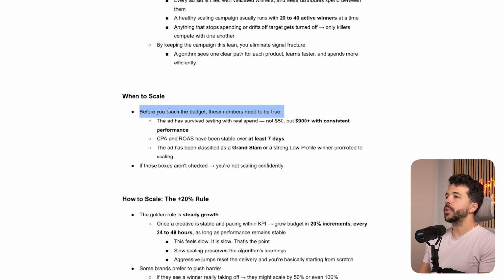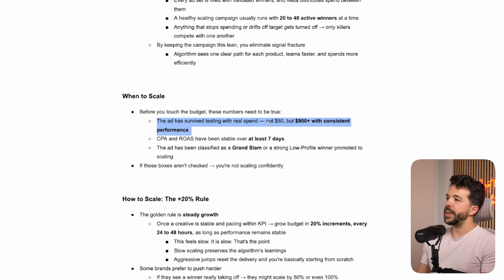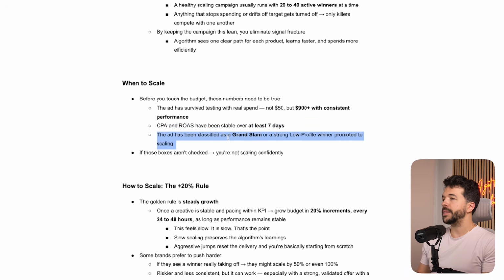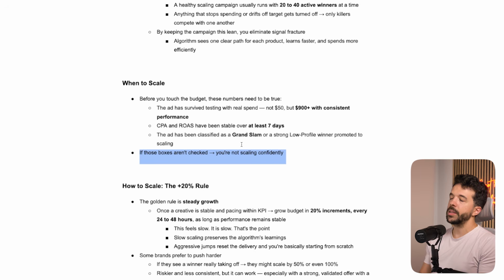Want to scale? Before you touch the budget, these numbers need to be true. The ad has survived the testing phase with real spend, not $50, but $900 plus with consistent performance. CPA and ROAS have been stable over at least 7 days, and the ad has been classified as a grand slam or a strong low-profile winner promoted to scaling. If those boxes aren't checked, you are not scaling confidently. You're just slapping some ads into a CBO campaign, and it's not ideal.